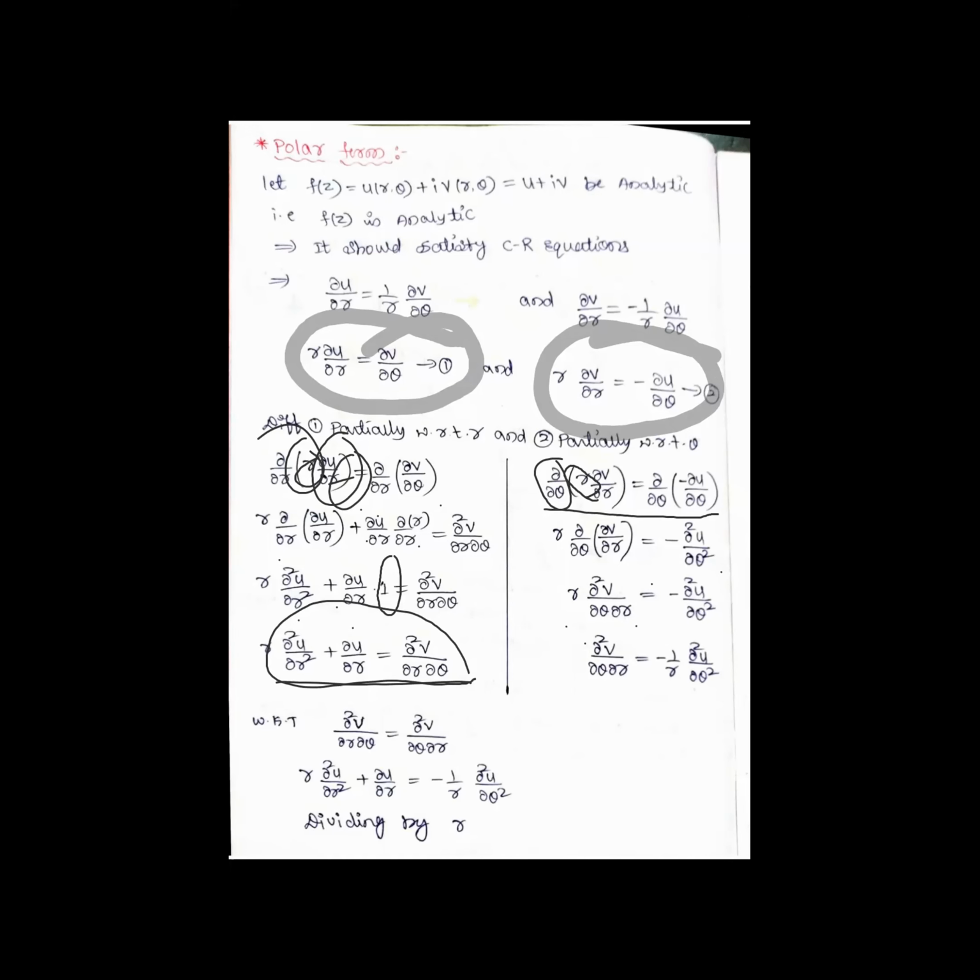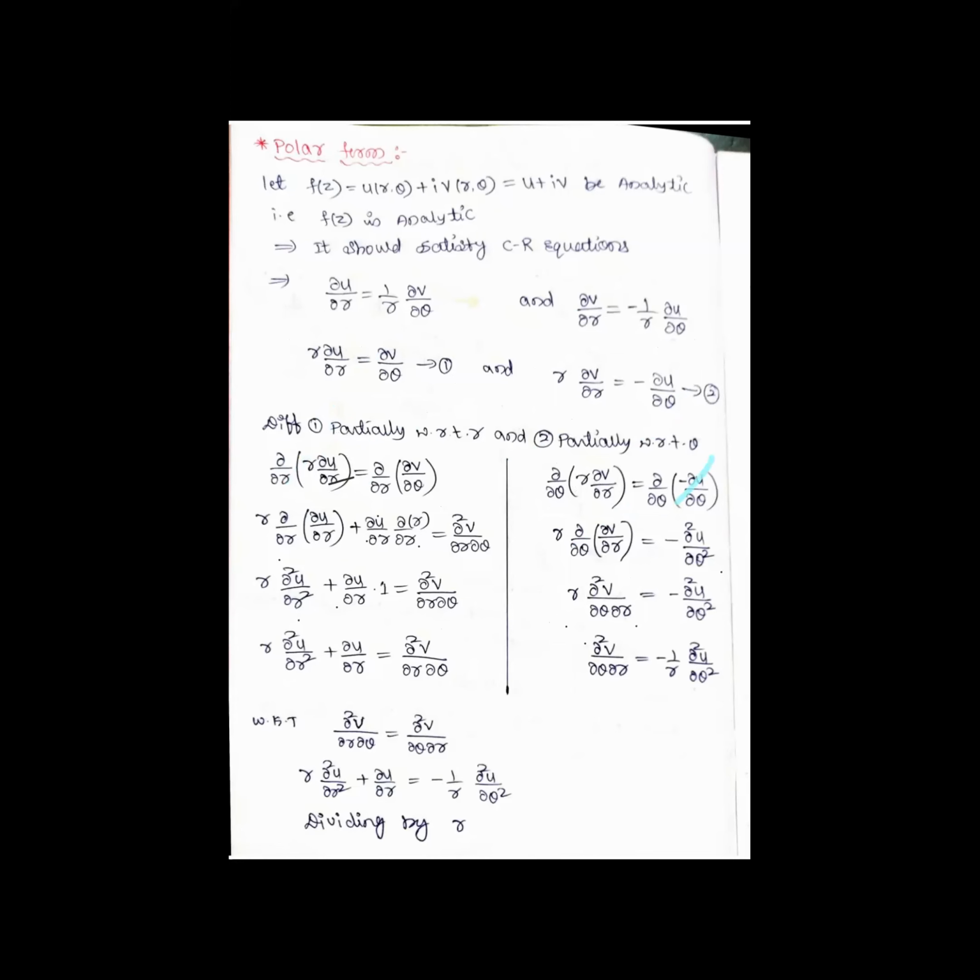I'll keep it separately. So this r, I'll shift it to this side. So dou square v by dou theta dou r is equal to minus 1 by r dou square u by dou theta square. So therefore, we know that always mixed derivatives are equal. So this is equal to this, with the dependent variable v. So these two are equal.